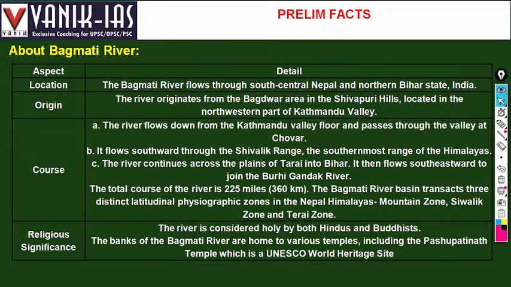The Bagmati River basin transects three distinct latitudinal physiographic zones in the Nepal Himalaya: the mountain zone, the middle hills zone, and the Tarai zone. Religious significance: the river is considered holy to both Hindus and Buddhists. The banks of the Bagmati River are home to various temples, including the Pashupatinath Temple, which is a UNESCO World Heritage Site.